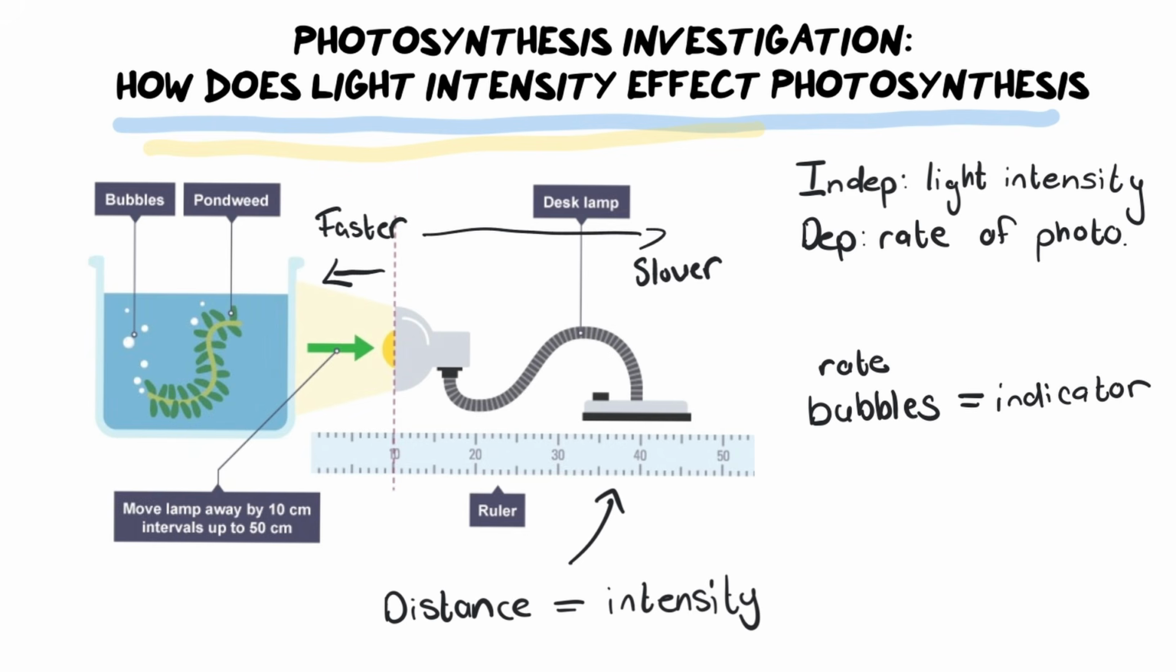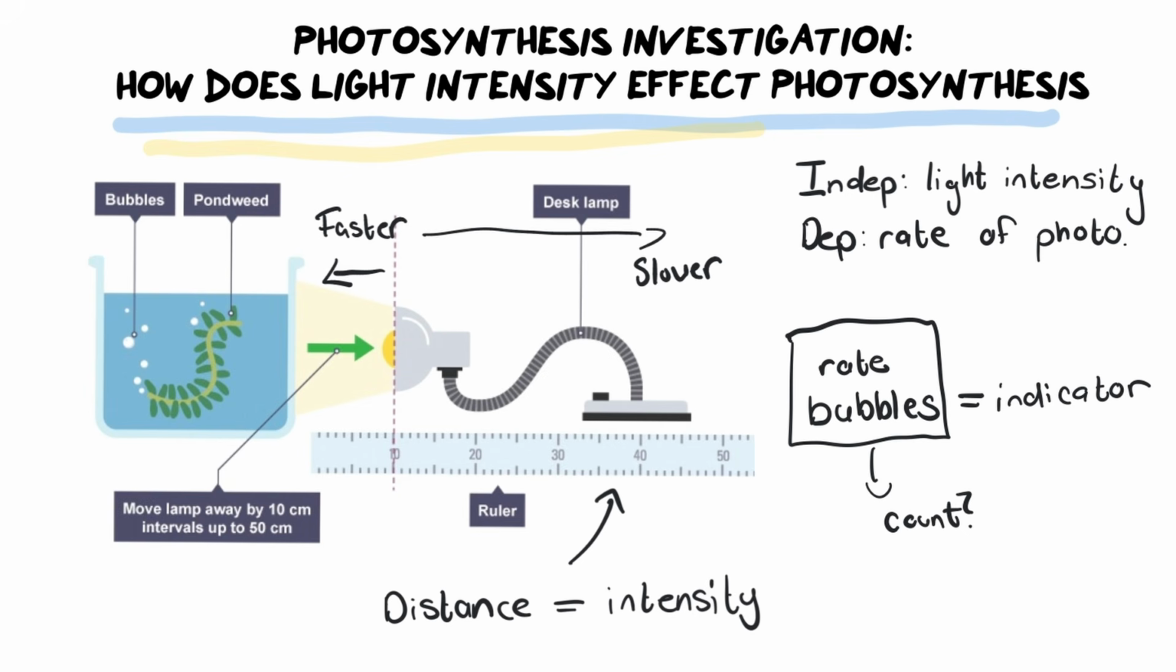A lot of pupils make this error where they use the speed or the rate of the bubbles as the dependent variable. And I understand why you would do that, because aren't you measuring? Don't you count the bubbles? Well, you do count the bubbles. You count how many are made in a certain amount of time. But that's an indication of photosynthesis. It's an indication of the speed at which photosynthesis is occurring.